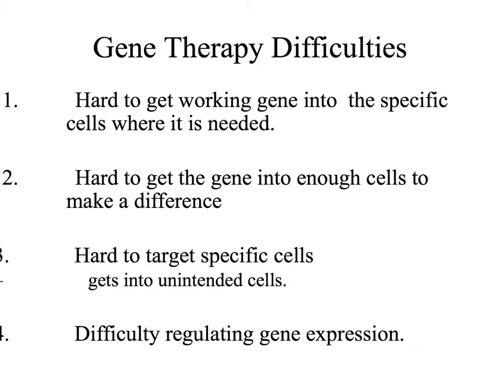If we cannot target the cells we want, we may wind up with cells in random places of our body producing things like insulin that they don't need. The fourth reason is that it is difficult to regulate gene expression. We've seen that gene expression, the process of transcription and translation, can be very complex in eukaryotic cells. If a cell does not have the gene placed exactly in the right spot, we may have trouble getting that new gene to turn on or turn off. This can cause other problems.